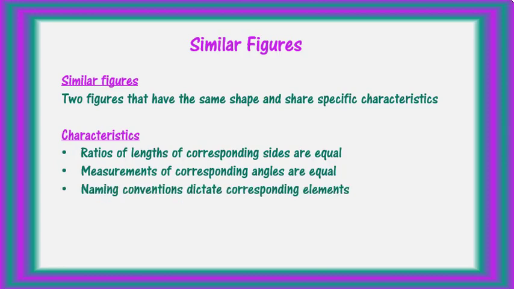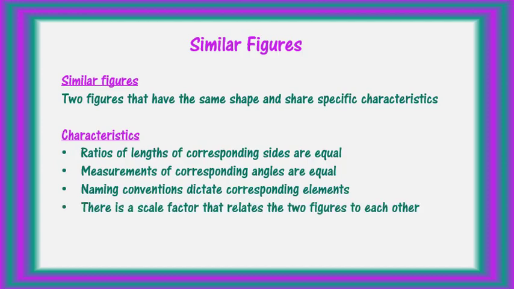Then we have the naming conventions dictate corresponding elements. So what does that mean? The way the different figures are named actually tells you the corresponding sides or the corresponding lengths. So you want to make sure that you look at the naming conventions to match up the appropriate lengths and angles. The last characteristic that we're going to walk through is there is a scale factor that relates the two figures to each other.